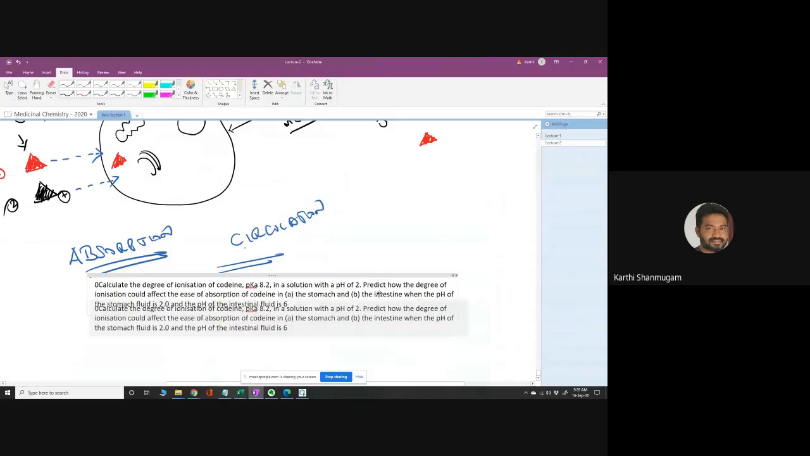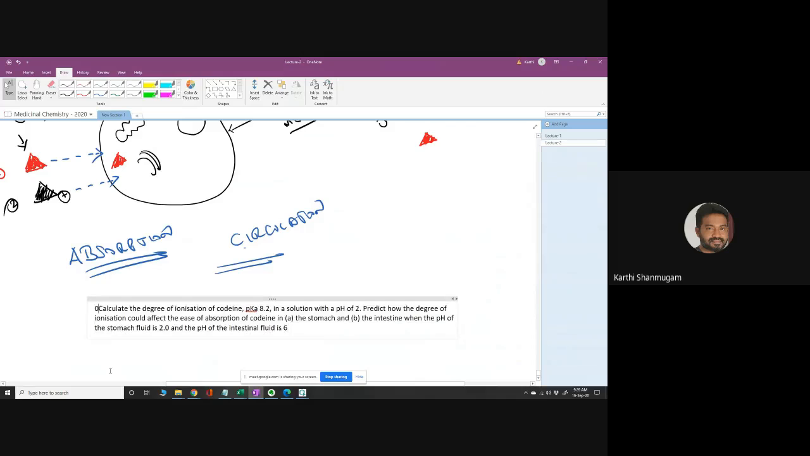So we go for one more problem, just note it down. This is, I think, the third problem. Calculate the degree of ionization of codeine whose pKa value is 8.2 in a solution with pH of 2. Predict how the degree of ionization could affect the ease of absorption of codeine in the stomach and intestine. That is the concept which I discussed now. The pH of stomach fluid is 2.0 and the pH of the intestine fluid is 6. The molecule is codeine.